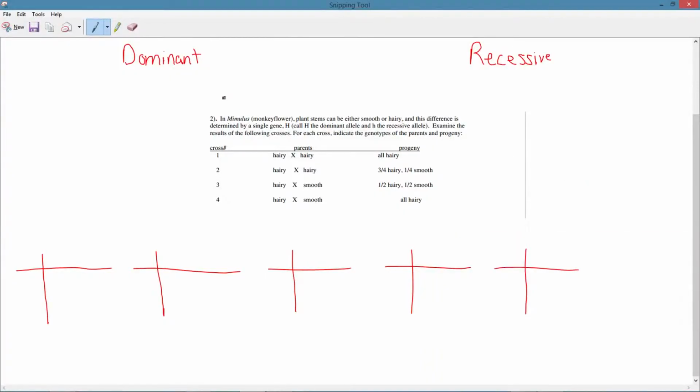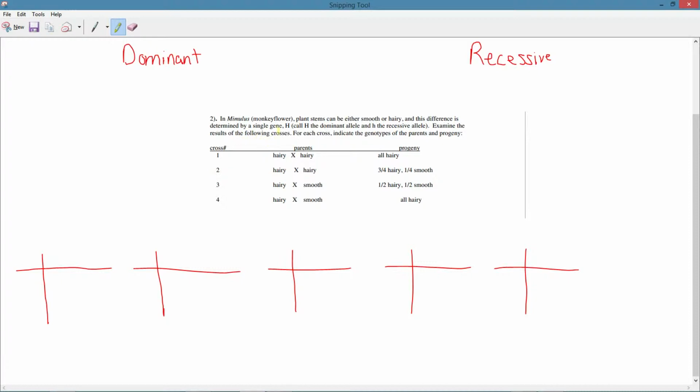Question 2. In Mimulus, monkey flower, plant stems can be either smooth or hairy, and this difference is determined by a single gene, H. Call uppercase H the dominant allele, and the lowercase h the recessive allele. Examine the results of the following crosses. For each cross, indicate the genotypes of the parents and the progeny.